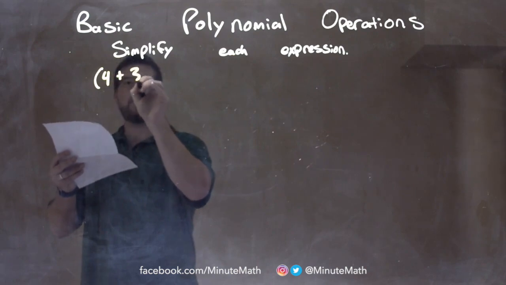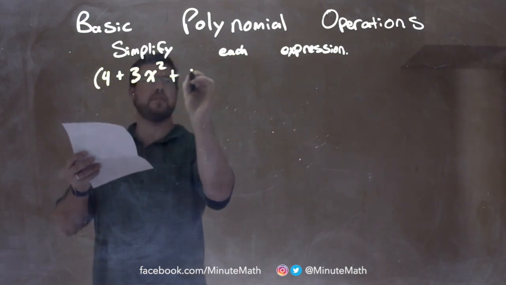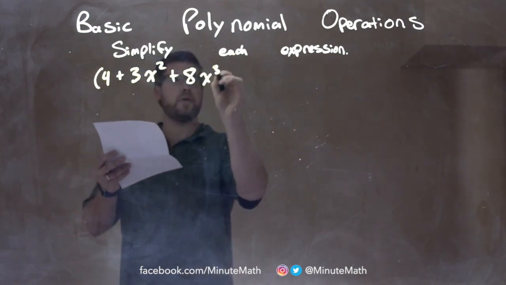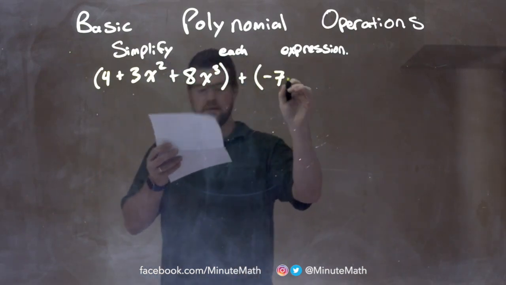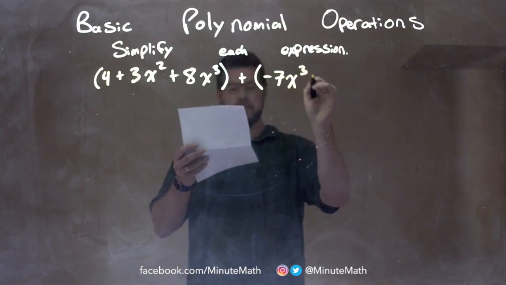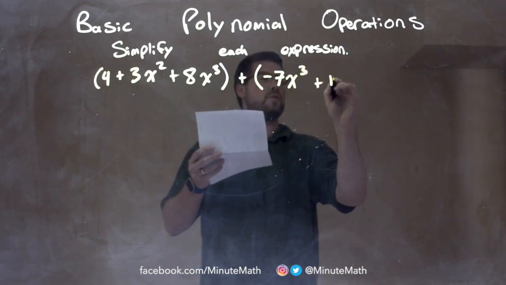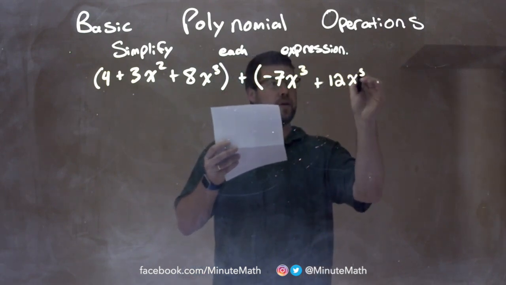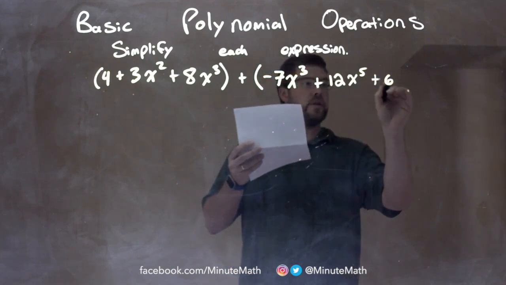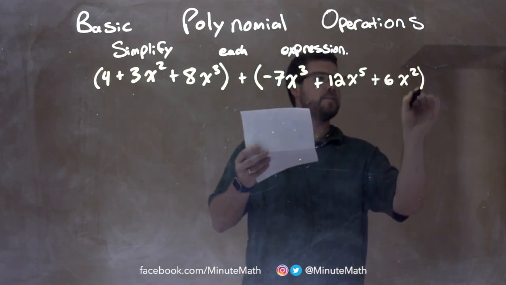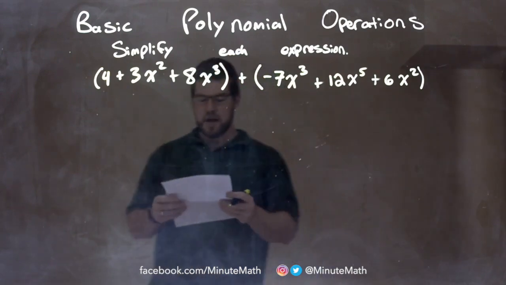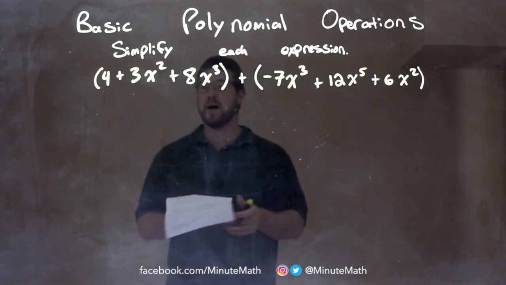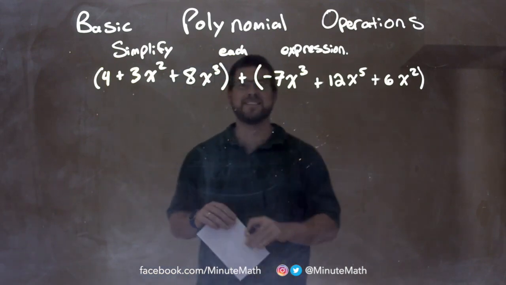4 plus 3x squared plus 8x to the third power plus, in another parenthesis, negative 7x to the third plus 12x to the fifth plus 6x squared. Okay? All right, so with this, I just need to really combine my like terms and go for it.